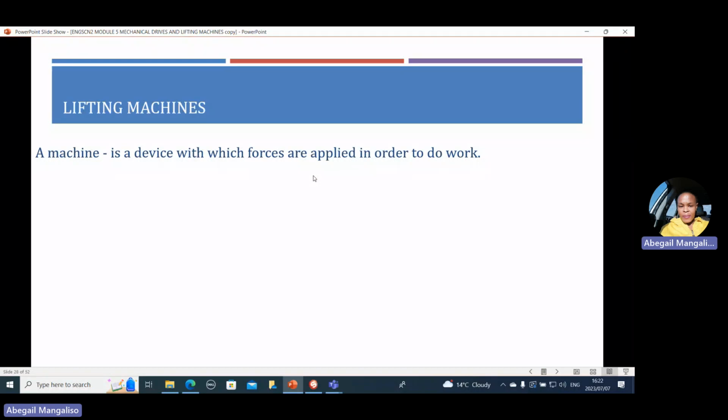Hello, everyone. In this lesson, I want us to look at lifting devices or the hoisting devices. You must be able to define a machine. A machine is defined as a device in which forces are applied in order to do work. So we can have a simple lifting machine where you use a minimum force to raise a larger load. We can have the crane and the other types of lifting devices.